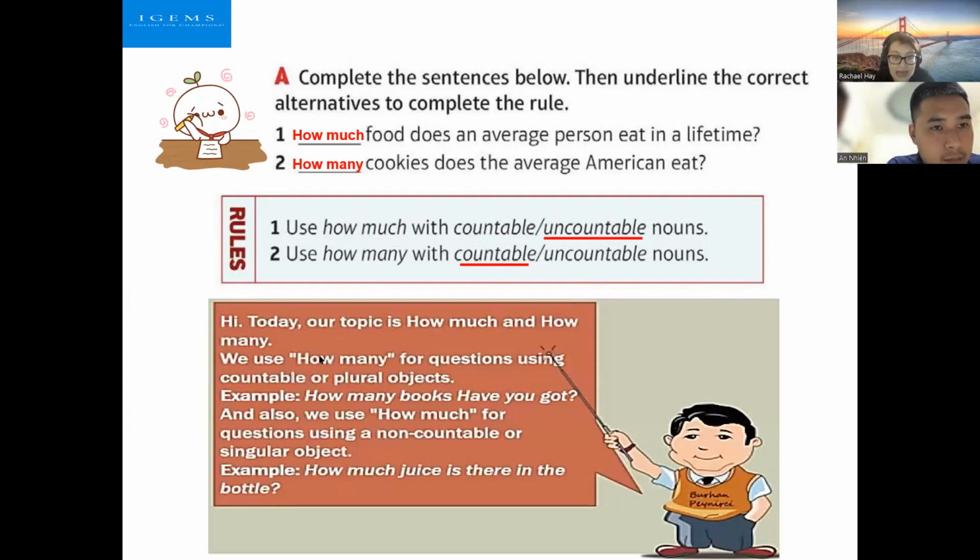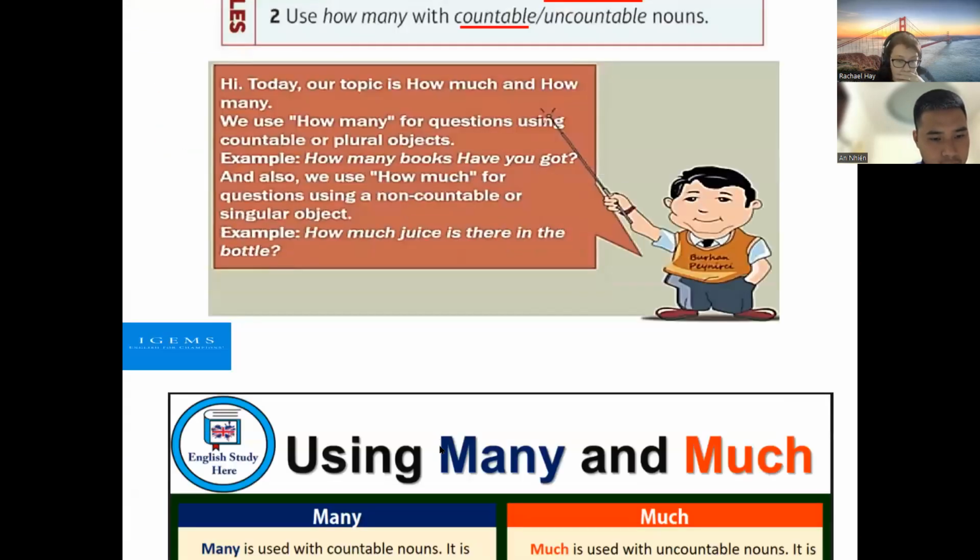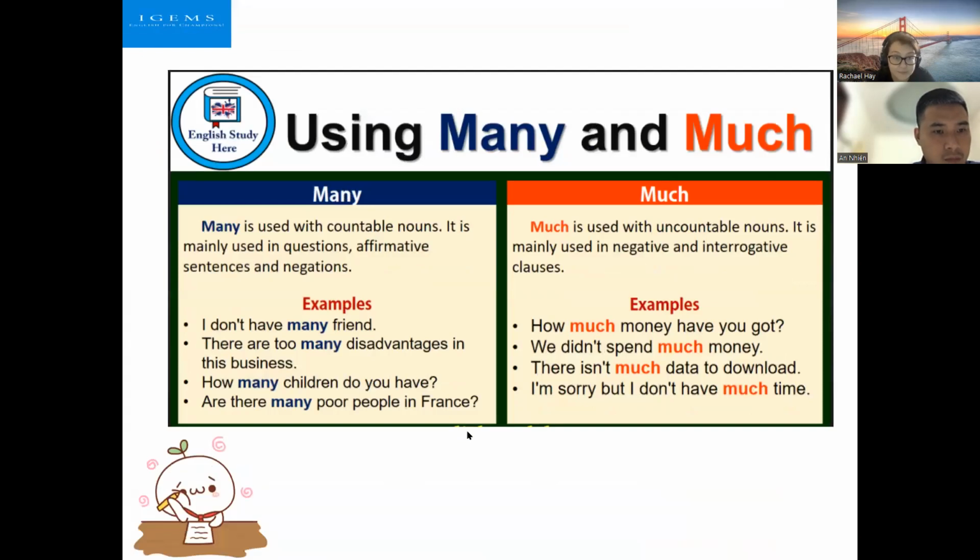Okay, so here we use how many for questions using countable or plural objects. Example, how many books have you got? And also we use how much for questions using a non-countable or singular object. So how much juice is there in the bottle? Okay. So here is what I told you and some more examples.